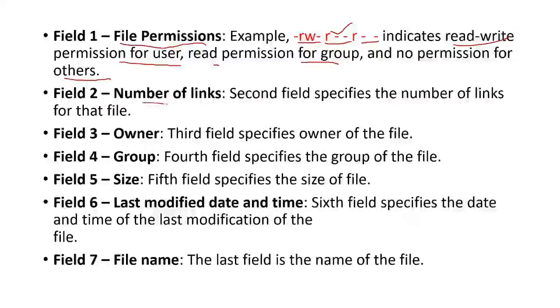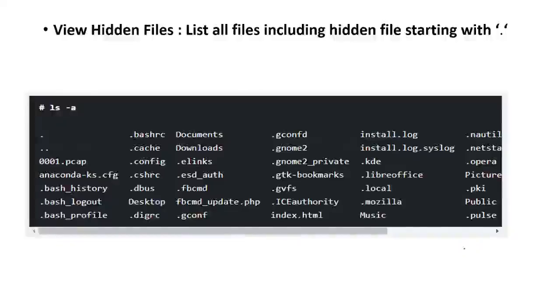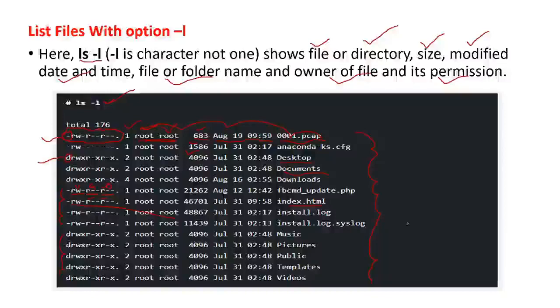So the second field indicates the number of links for that file. The third field we have seen is owner, who has created that file. The next field is group, the name of the group that owner belongs to. The fifth field we have seen is the size of the file. And the sixth field we have seen is the last modified date and time. And the last field we have seen is the name of the file. So all these details you can find out here. In this you can see all details.